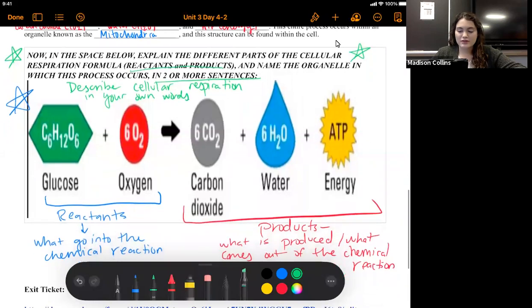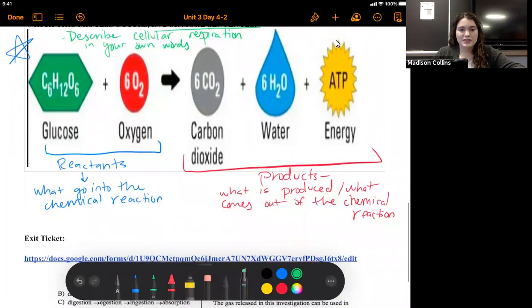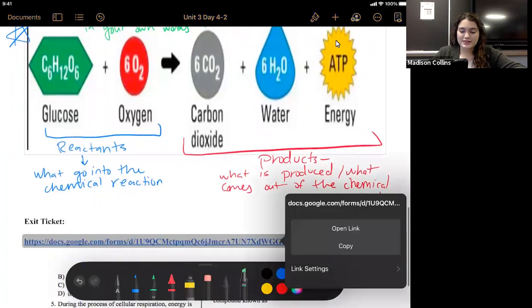Okay, so cellular respiration happens in both plants and animals. It's what gives us energy. Now, hopefully that helped you be able to describe this in your own words. Okay, so go ahead and write that in this space below on your paper. And when you are done with that, click on the exit ticket.